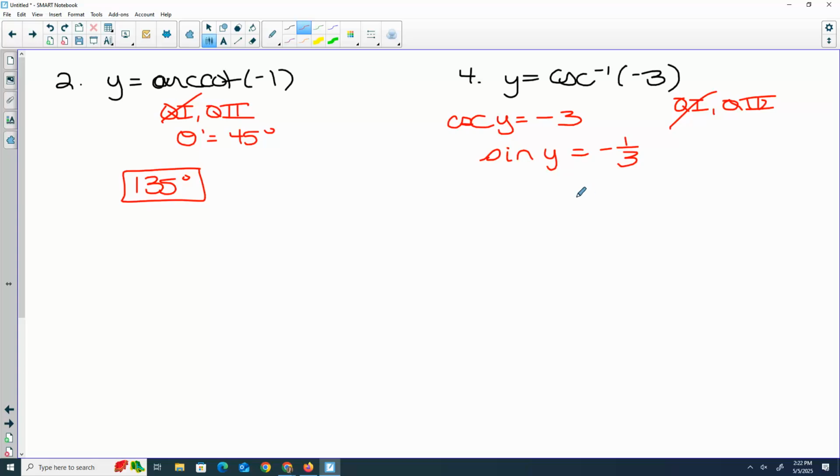Okay. Do we know when sine is 1/3? No. So that's when we pick up our calculator. We'll do sine inverse of positive 1/3. So that's 19.47 degrees. Then to put that in quadrant 4, you do 360 minus 19.47. And we get 340.53 degrees.